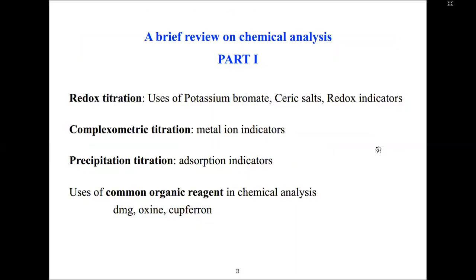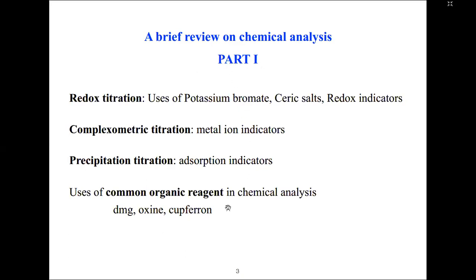Let's get into the syllabus and see what we have to study in detail. On this last one, uses of common organic reagents in chemical analysis, we have to discuss three of the reagents. They are DMG, Oxine, and Cupferron. So here we have to study the uses of these reagents. Now remember, this is the last lecture on part 1.